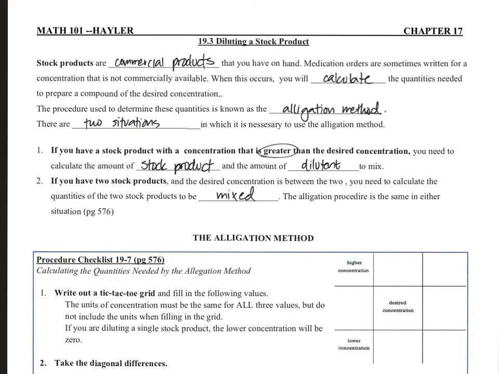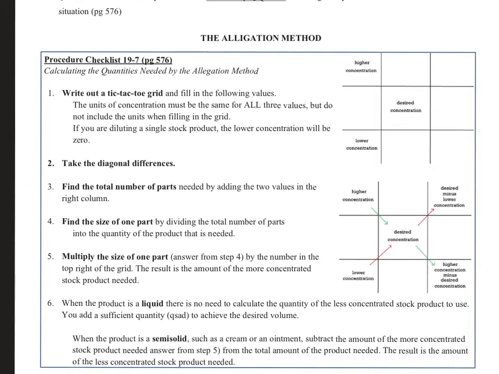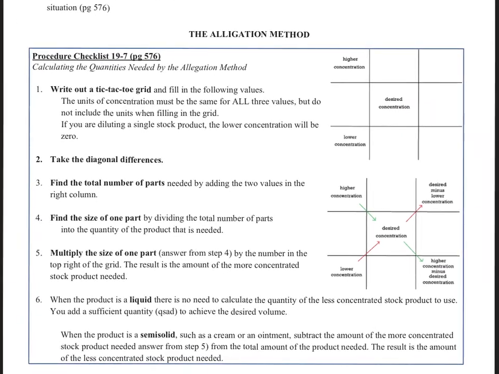The alligation procedure is the same in either situation. Okay, so let's go ahead and see what actually is the alligation method. So, looking at procedure checklist 19.7, this is for calculating quantities needed by the alligation method.